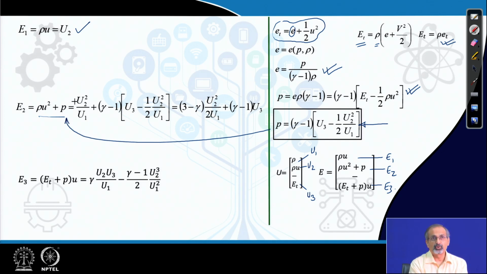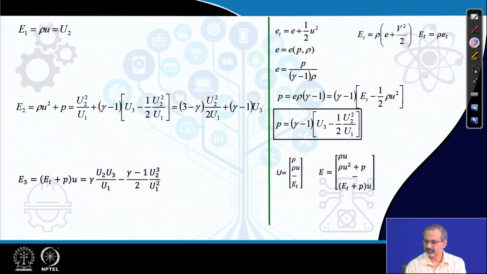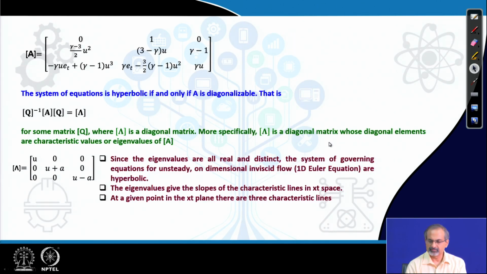And how about rho u square? Rho u square can be obtained by squaring U2 and then dividing by U1. So, that way you are able to finally express E2 in this form, where U1, U2, U3 all get involved. Similarly, E3, which is by definition the capital E t plus p into u, can be finally shown to be like this, which you can do as homework. Finally, you will be able to get the form of the Jacobian matrix, which looks like this.